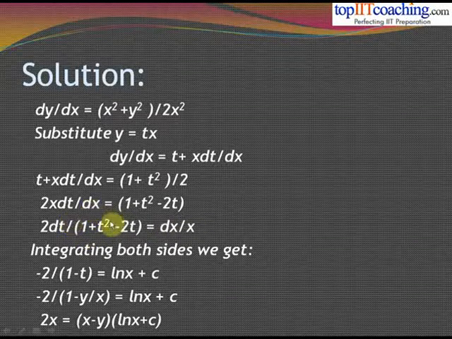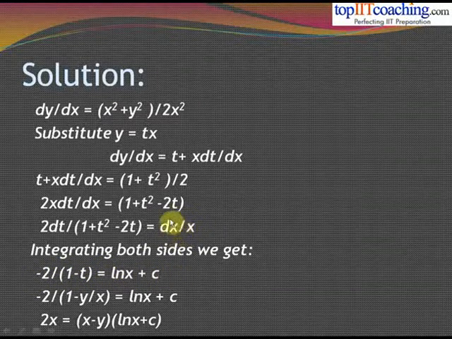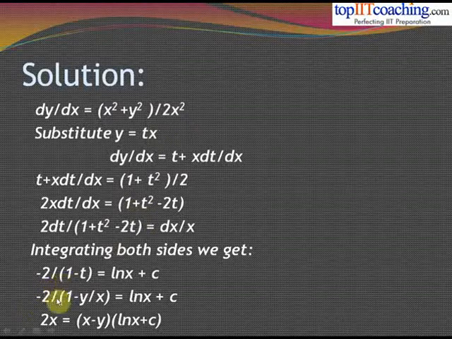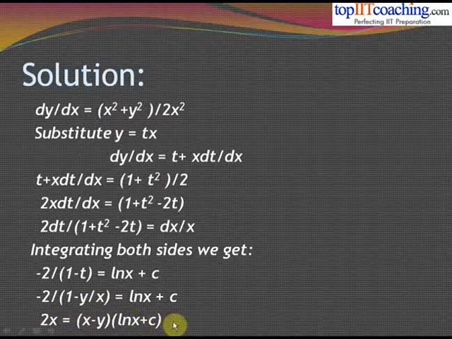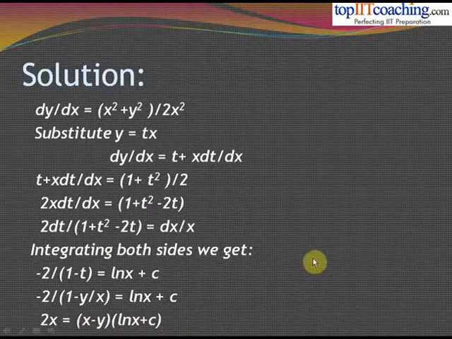Now this denominator could be written as (t minus 1) whole square, and so when we integrate both sides, we get minus 2 by (1 minus t) equal to ln x plus c, because the integration of 1 by x is ln x. Again we write the value of t as y by x, so minus 2 by (1 minus y by x) is equal to ln x plus c, or 2x equal to (x minus y) into (ln x plus c). Thus the solution of dy by dx equal to (x square plus y square) divided by 2x square is 2x equal to (x minus y) into (ln x plus c).